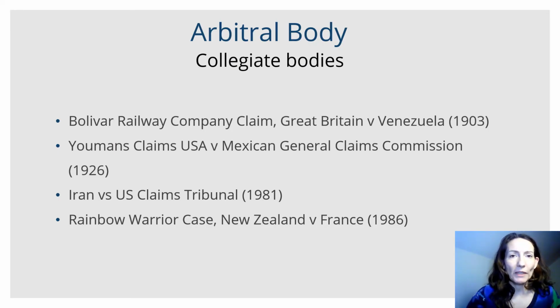So, states parties to a dispute will decide the form of the arbitral body deciding. For instance, they can decide that the arbitral body is constituted as a collegiate body, that means a body of several people, a commission consisting of equal members of national arbitrators and then a neutral member, that's called umpire, to whom cases can be referred if the national members cannot agree. I have listed here a few examples of arbitrations that have followed that kind of model.